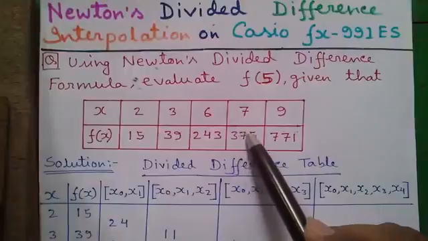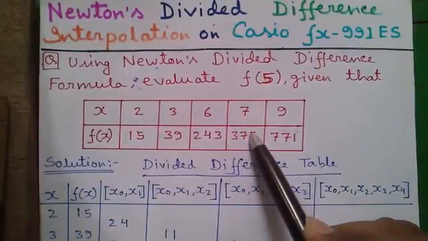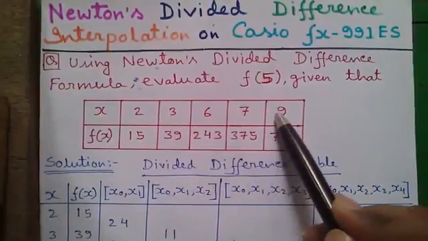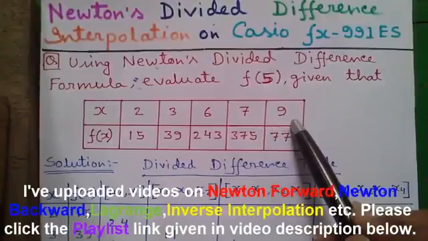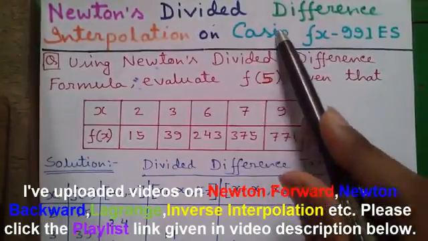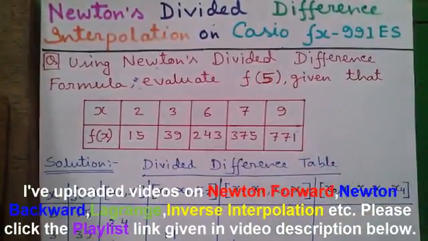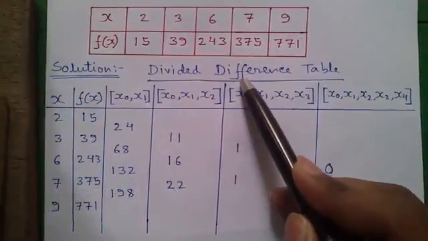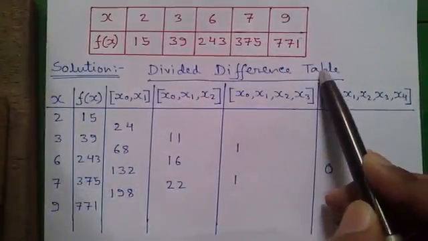In this kind of interpolation table, we use Newton's divided difference interpolation formula. But if there is even gapping between each term of x, we can use Newton's forward interpolation formula, Newton's backward interpolation formula, or the Lagrange interpolation formula. But in this type of table, we have to use Newton's divided difference formula. So let's start. So first, we have to find out the divided difference table.